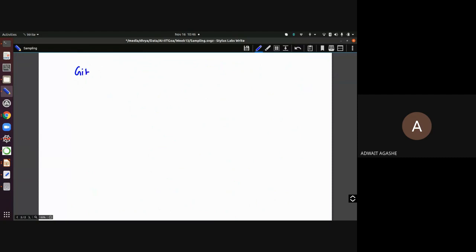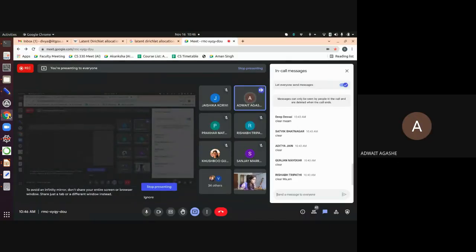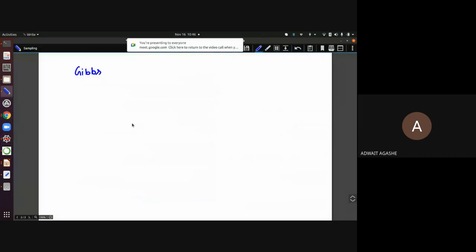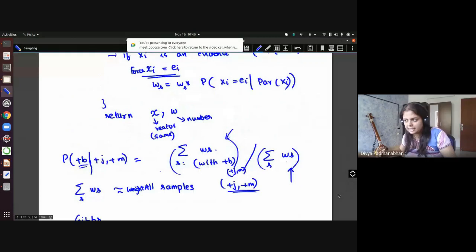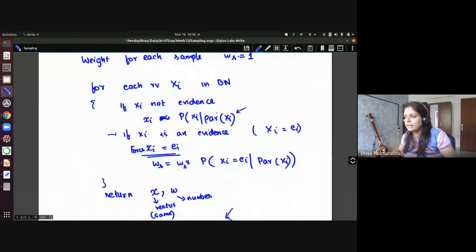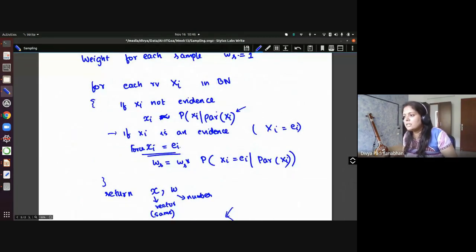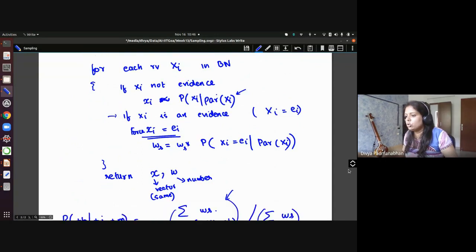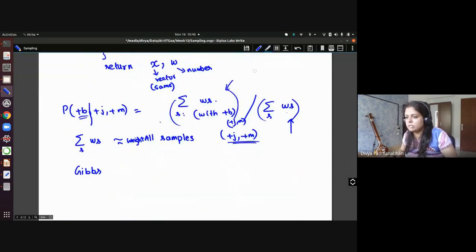Excuse me, ma'am. Yes. Ma'am, I'm not able to understand the correctness of the algorithm. Why does summing over the weights give us the correct value? Yeah. If you think of it, what's happening here is if you try to look at the probability of each of these samples.